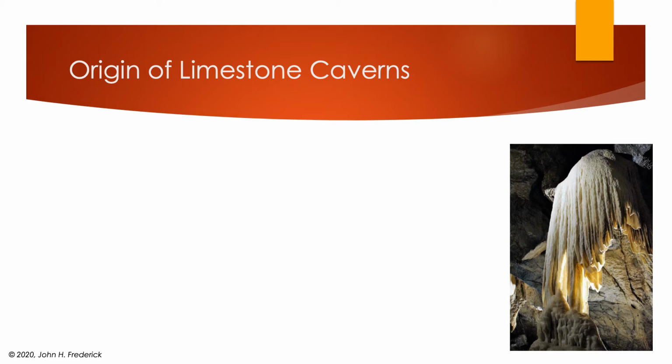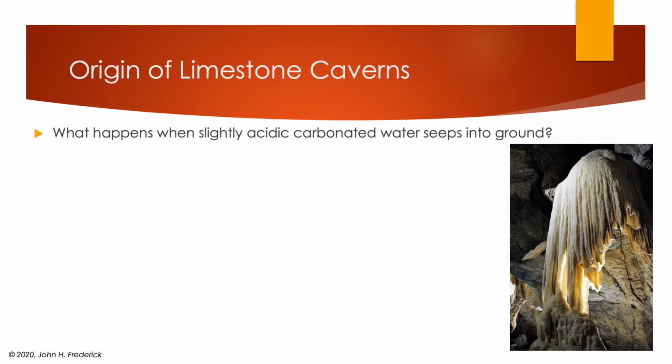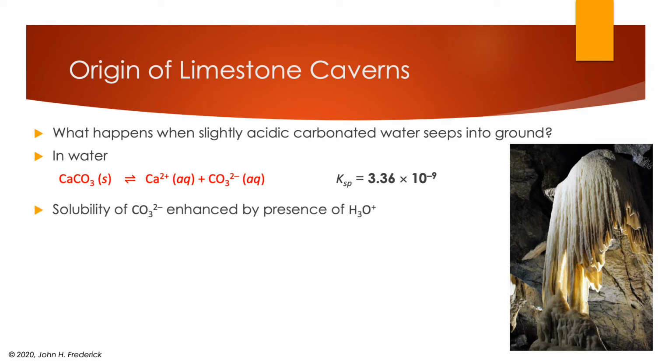In our area, we have a lot of limestone caverns, and the reason that we have the caverns is because of this chemistry of carbonic acid. So what we want to know is what happens when slightly acidic carbonated water seeps into the ground. Well, in water, we're going to have the natural dissolving of calcium carbonate, which would form calcium ions and carbonate ions in aqueous solution, but it's a pretty small Ksp, 3.36 times 10 to the minus 9. But it's enhanced when we have a little bit of acid in there.